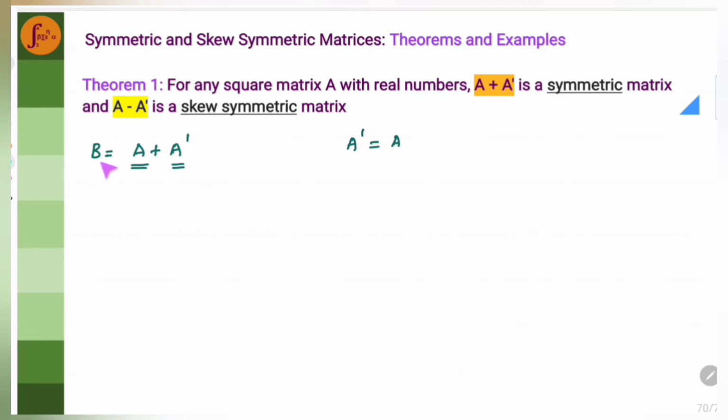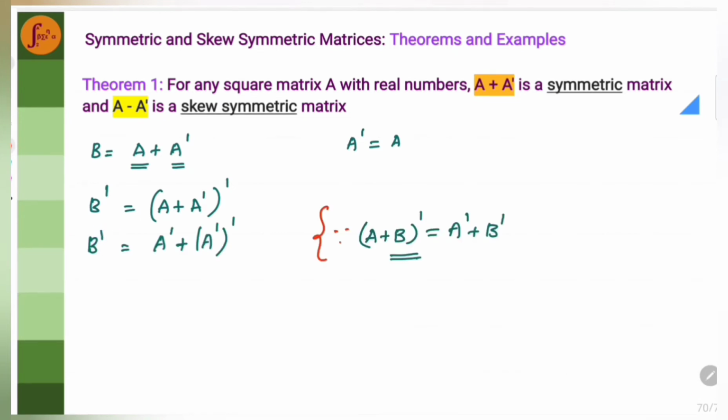Let's assume that A plus A transpose is matrix B. Now we'll take the transpose on both sides, left hand side and right hand side. So we'll get B transpose is equal to (A plus A transpose) the whole transpose. Now we'll write this as B transpose is equal to A transpose plus (A transpose) the whole transpose. This is based on the property of the transpose of a matrix. What is the transpose property? (A plus B) the whole transpose is A transpose plus B transpose. So we'll apply this property here.